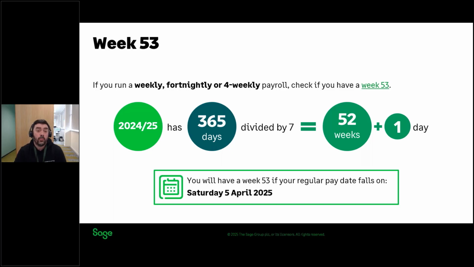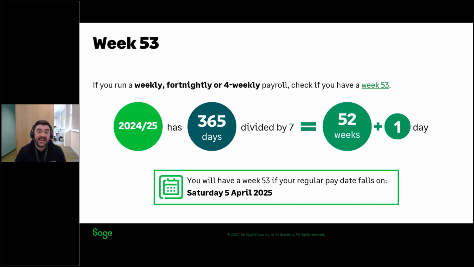Now, to explain why a week 53 comes about, if you take a look at the number of days in the year, so in the 24 to 25 tax year, there were 365 days, and then you divide that by 7, the number of days in a week, you don't end up with a whole number. So there are 52 whole weeks in the year, but there is usually 1 extra day, or in a leap year, there are 2 extra days.